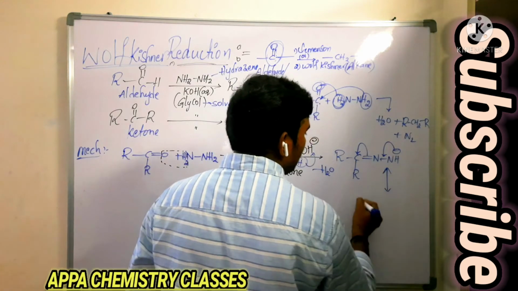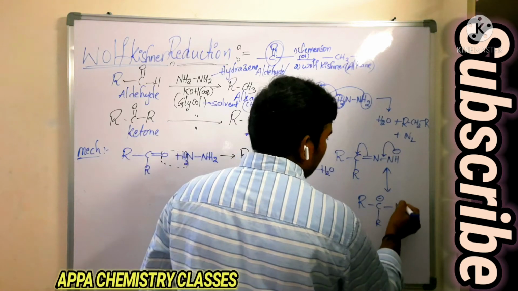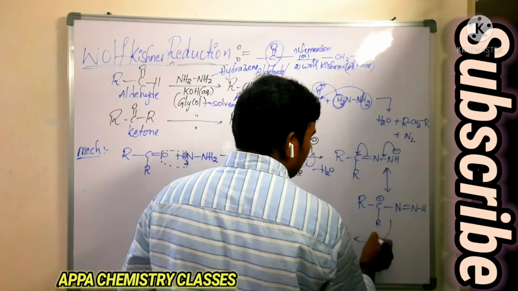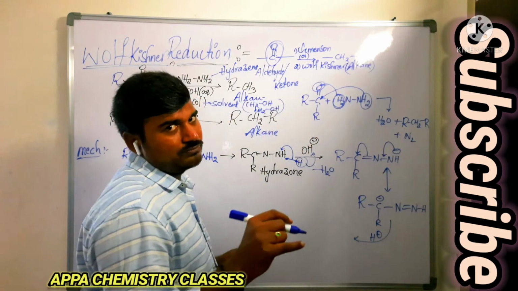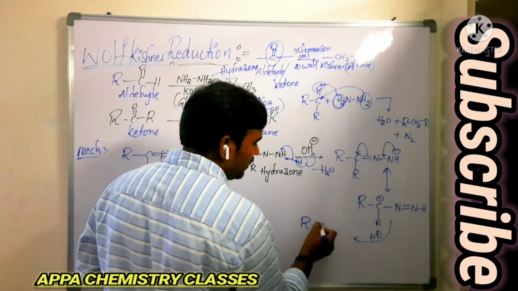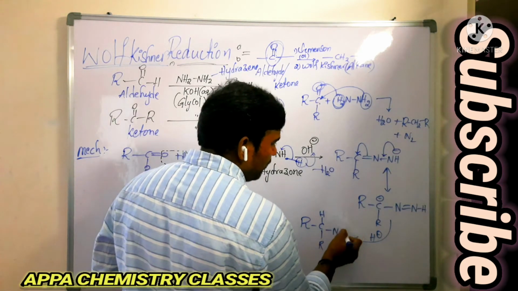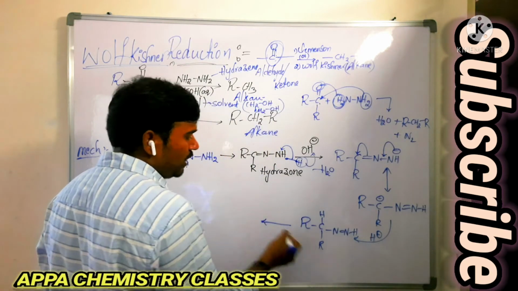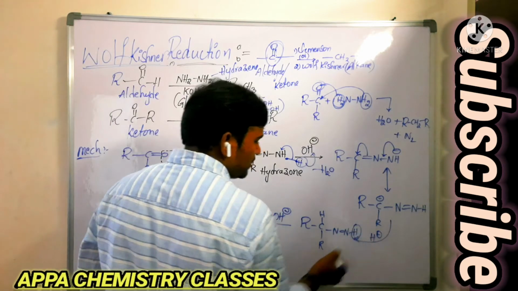Now here we get R, C minus, R, N double bond NH. Now on protonation, the H plus ion comes from water, and that H plus ion is substituted there. RCH R N double bond NH it is. Now in this case, again one more mole of base reacts, so this base captures this proton.